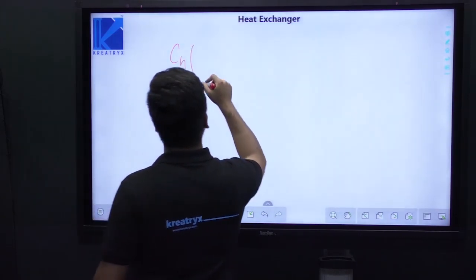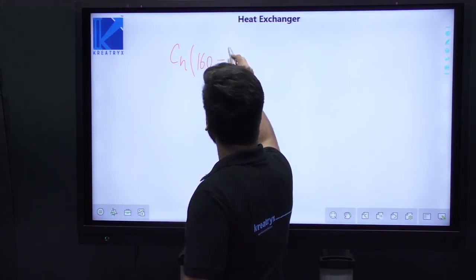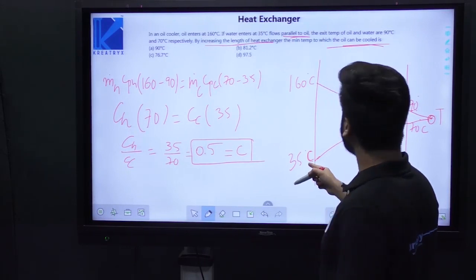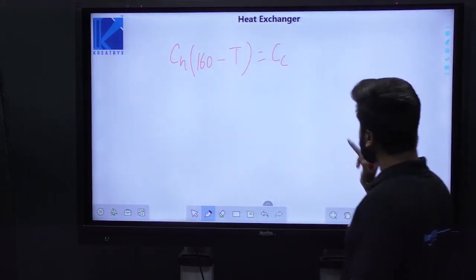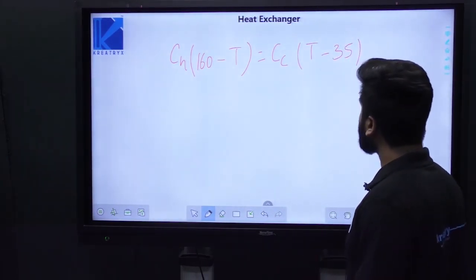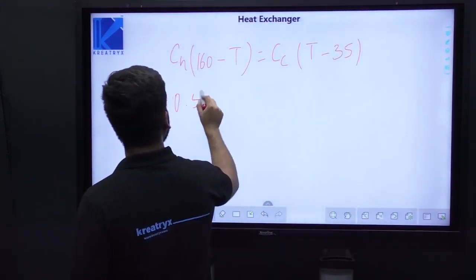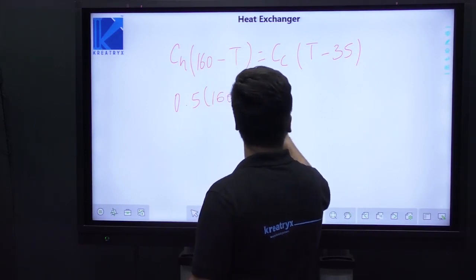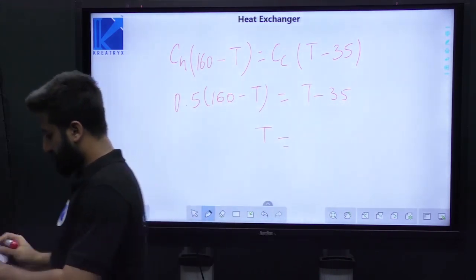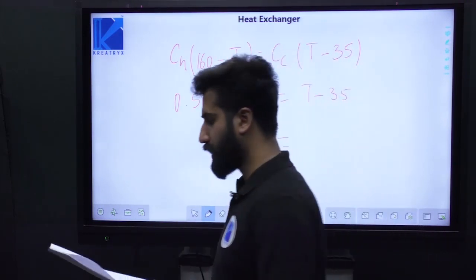So this is CH, and the temperature to which it can be cooled is T. The inlet temperature of oil was 160, so 160 minus T is equal to Cc times the inlet temperature of water, 35 degrees Celsius, and outlet is T, which we have assumed where the temperature of both the fluids will be the same. CH by Cc is 0.5. So 160 minus T is equal to T minus 35. Find out T. T will be equal to 76.7 degrees Celsius.